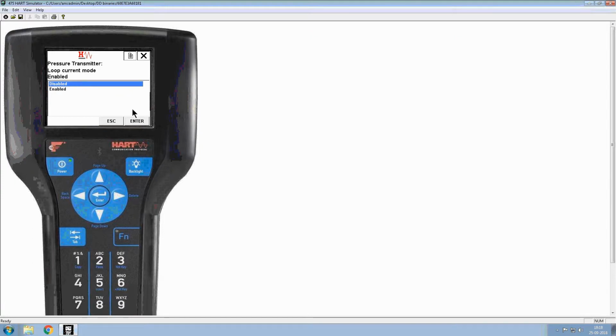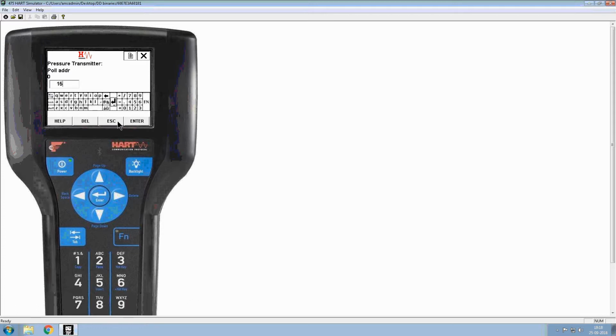Multi-dropping transmitters refers to the connection of several transmitters to a single communications transmission line. Communication between the host and the transmitters takes place digitally with the analog output of the transmitters deactivated. Up to 15 transmitters can be connected on a single twisted pair of wires. Each transmitter is identified by a unique address, 1 to 15, in this mode.